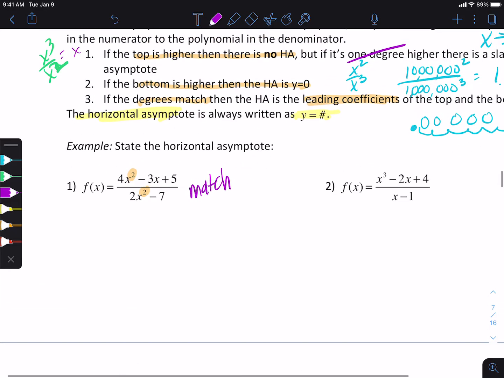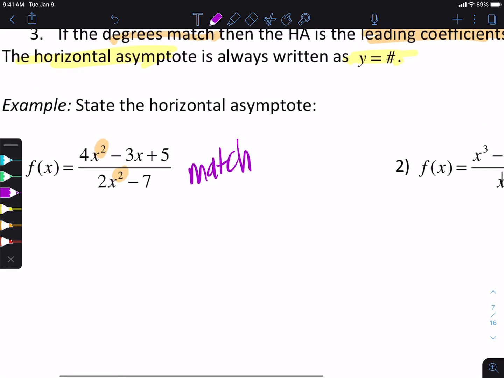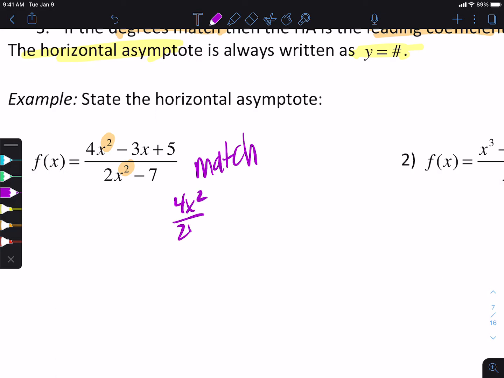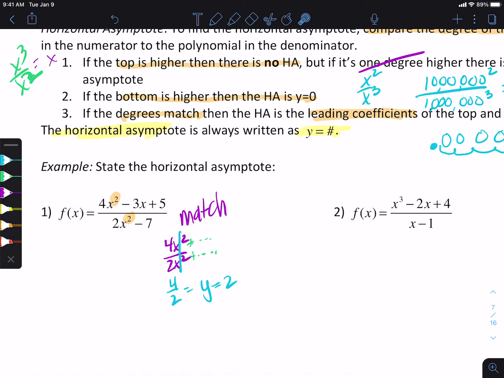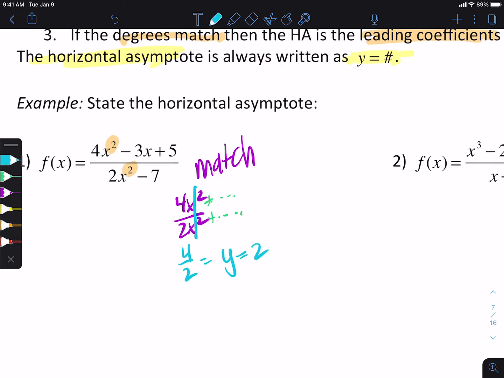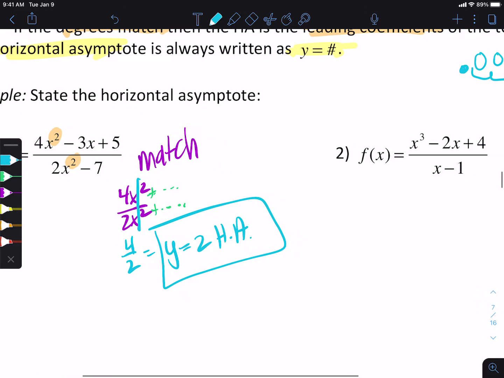If you don't want to remember the three rules, then you can think about the reasoning. So really we're looking at 4x squared over 2x squared, and we don't really care about the other stuff because it becomes negligible as we put in really, really large numbers or really, really small numbers. So these cancel out, so we get 4 over 2, or y equals 2. The shortcut, if you remember, is that when the degrees match, you take the leading coefficients. So this becomes our horizontal asymptote. Oops, that's not how I wanted to write that. Remember, your horizontal asymptotes are always y equals the number.